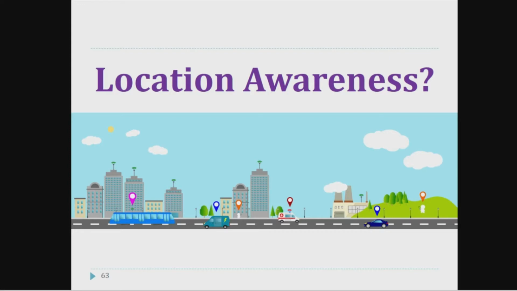So in this video we'll discuss the location awareness and the context awareness. In the previous video we already discussed ubiquitous computing. So now we go for the location awareness and context awareness. So first, what is location awareness? What can you understand about location? Location refers to your position, your coordinates, your longitude and your latitude.